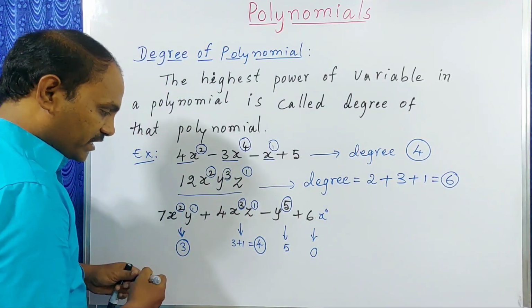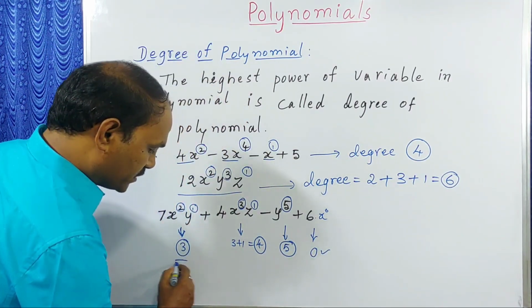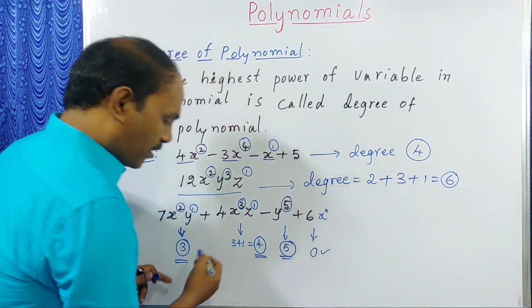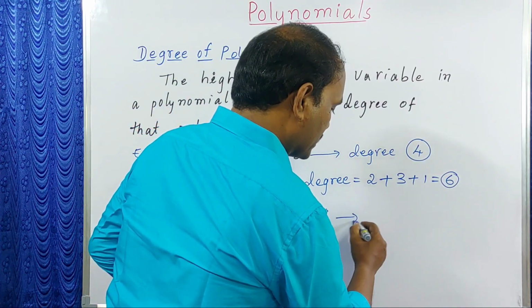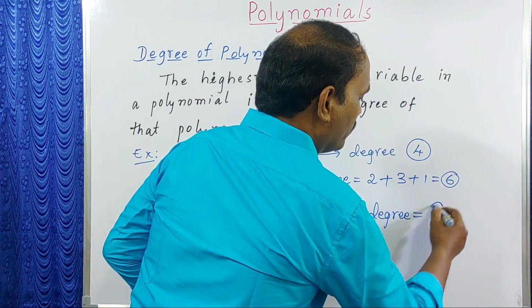Check among these which one is highest here, 5 and 0. In these 3, 4, 5. Among these 5 is the highest, that's why degree of this polynomial is equal to 5.